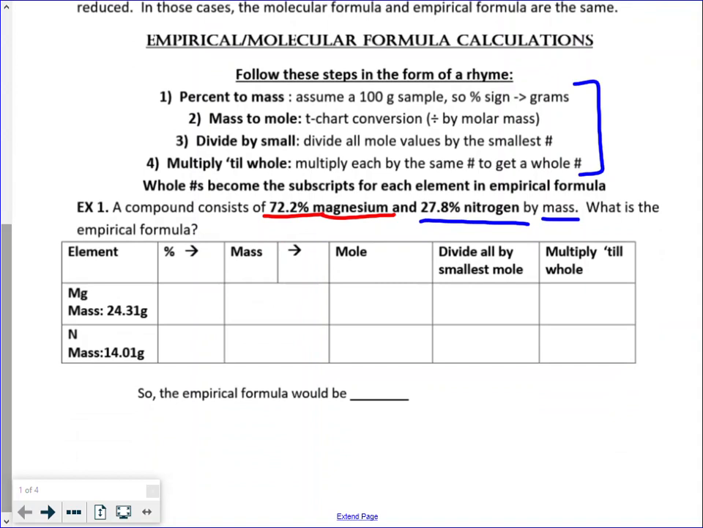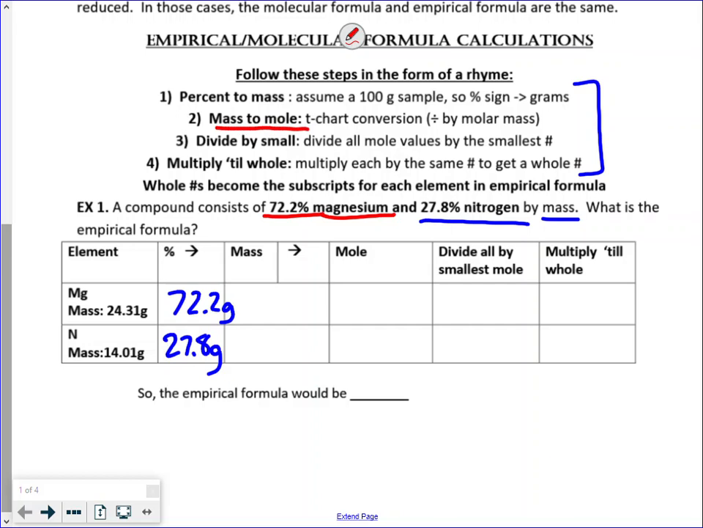So the first thing you would do, a very easy step, is take the percentages and just write them in and put a G by it. Change it to grams. 27.8 grams. That's the first step. Take off the percentage sign and put a G. Really not that hard. Then the second step is changing the mass to moles.